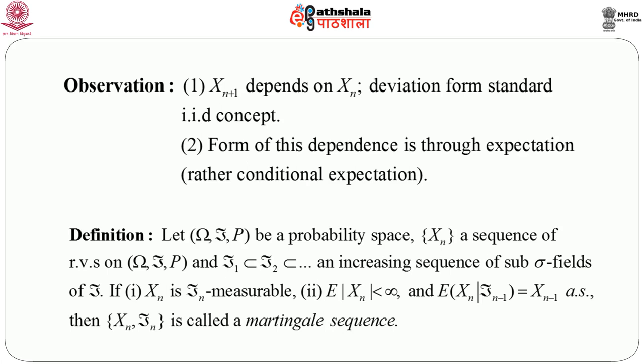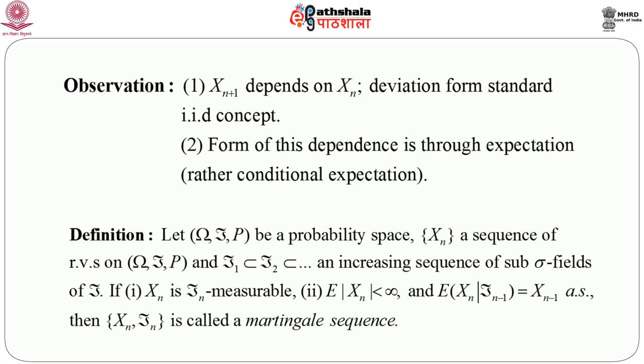Another thing is that we can interpret this equality, and we can also interpret what happens if the equality changes to inequality. That means the game is favorable if the expectation is greater than or equal to, and unfavorable if the expectation of xn plus 1 given Fn is less than or equal to xn. So two important things are there.